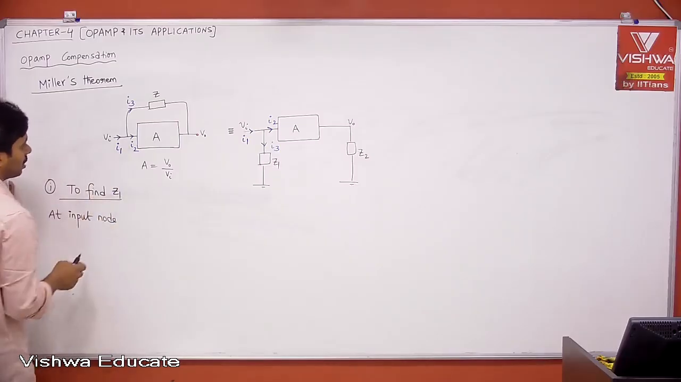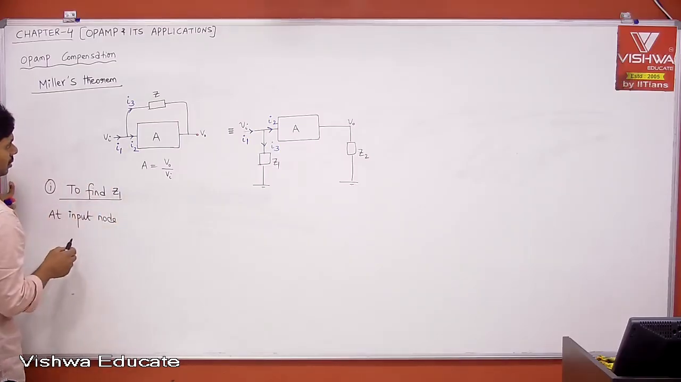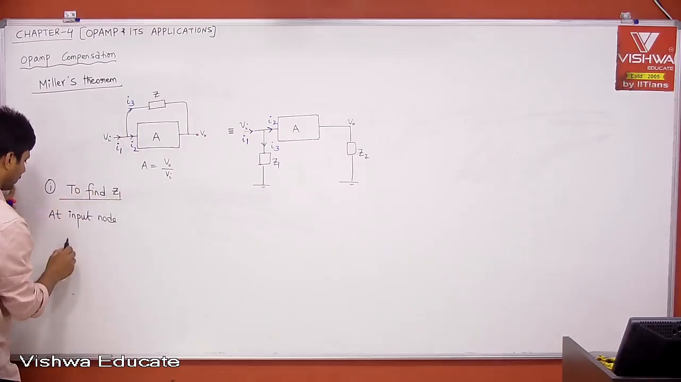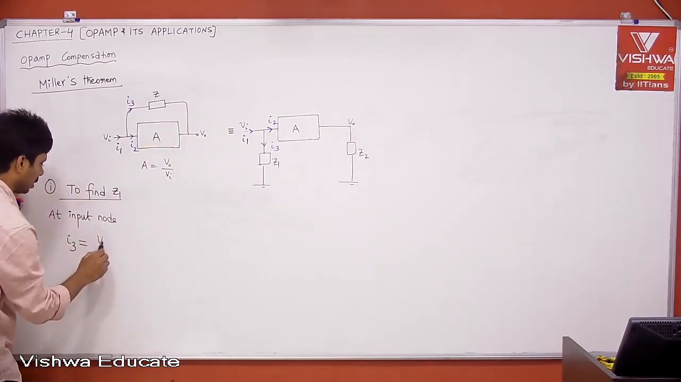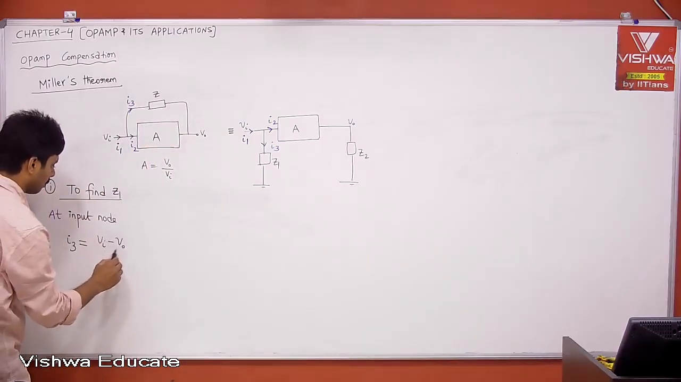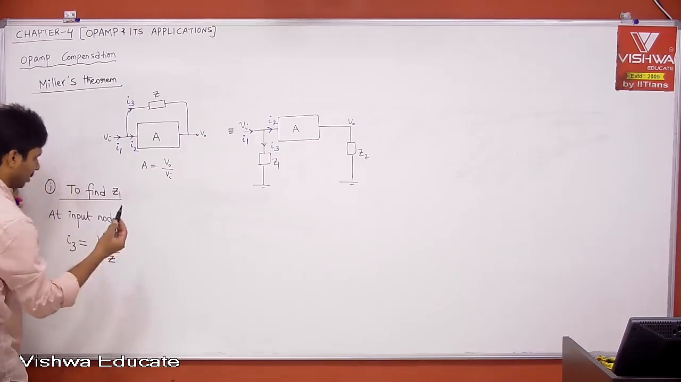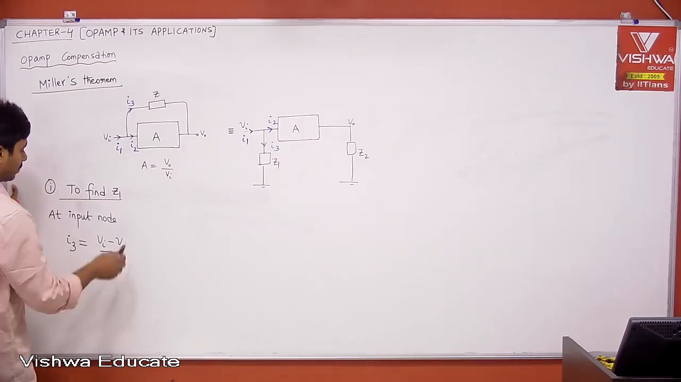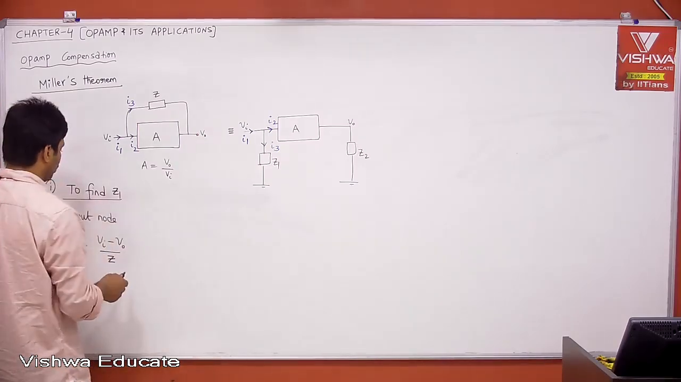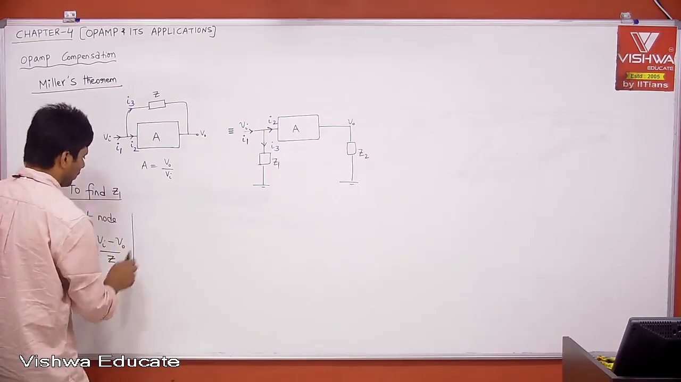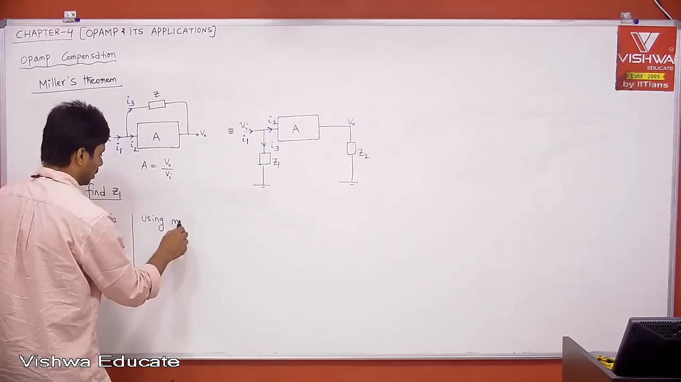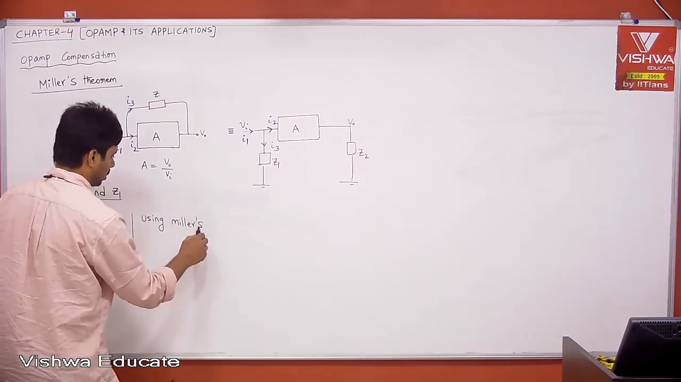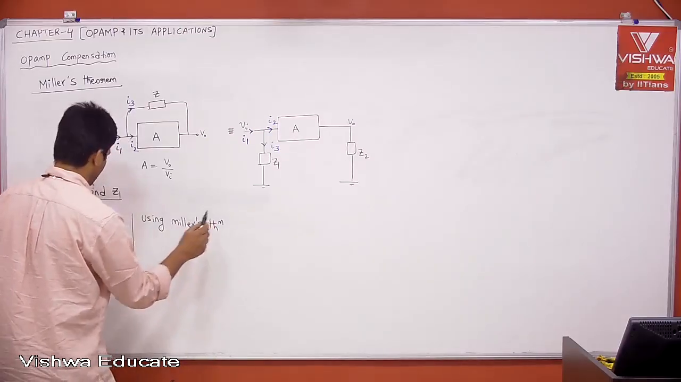tell me what is I2, according to this? I3 is equal to what? This voltage minus this voltage divided by Z, which is Vi minus V0 divided by Z. This is I3. Now, the equivalent using Miller's theorem: what is I3 using Miller's theorem? What is our I3?